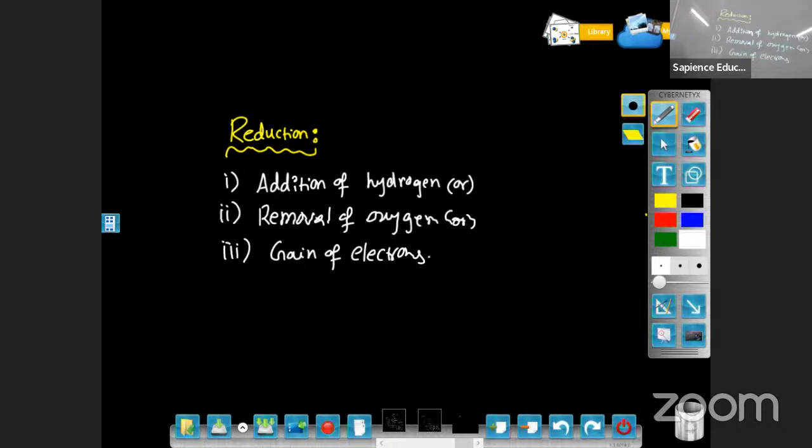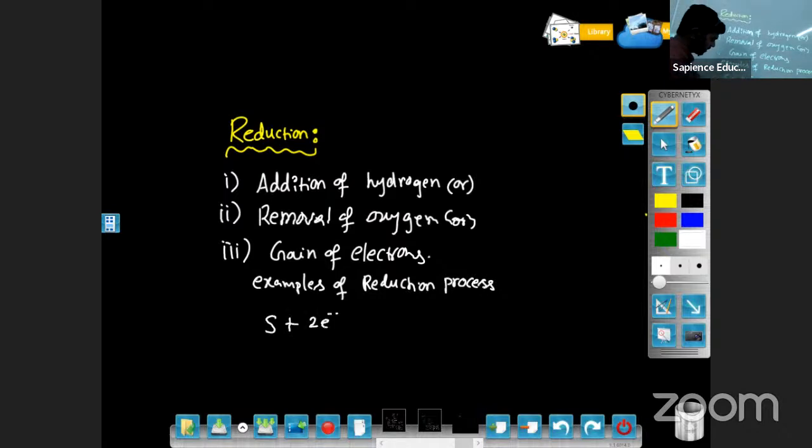Cl becomes Cl minus, that is reduction. Okay, write examples of reduction process. S plus 2 electrons: sulfur gaining 2 electrons, it became S2 minus.